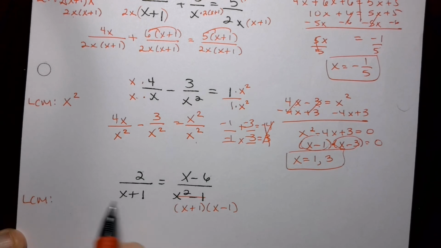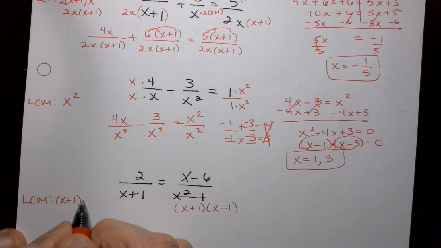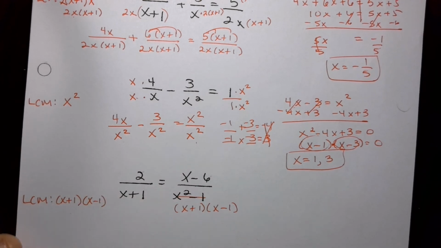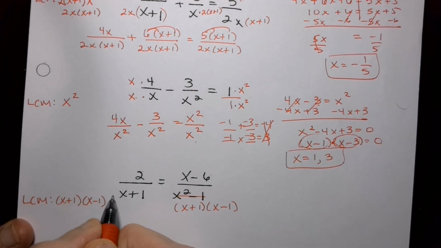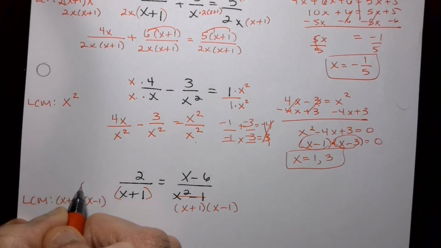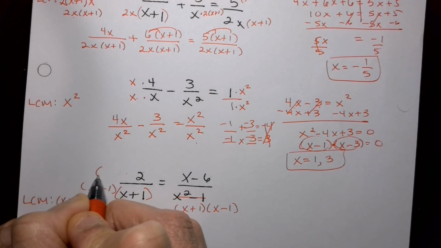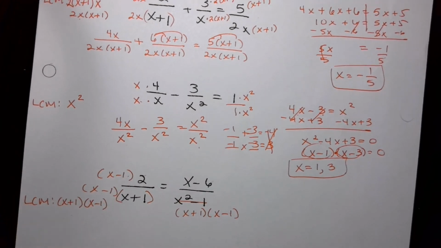I already have the x plus 1. And also there's an x minus 1. So both sides have to have that. This already does, so this side's really done. But this side doesn't have the x minus 1. So I need to multiply that and that by x minus 1.